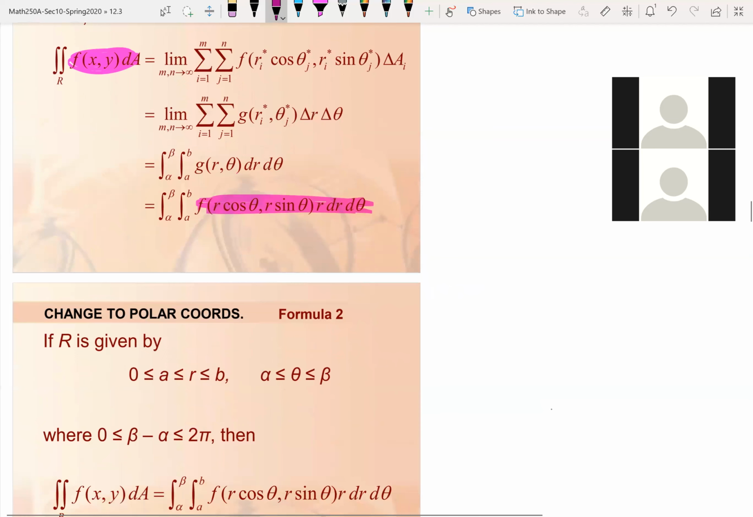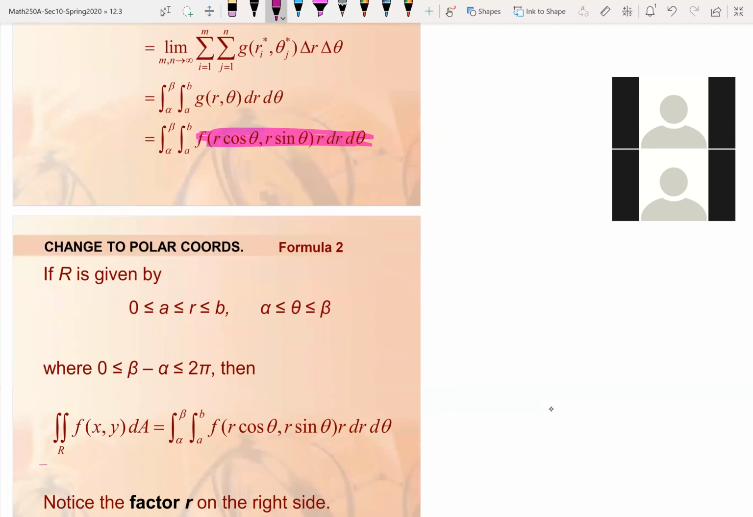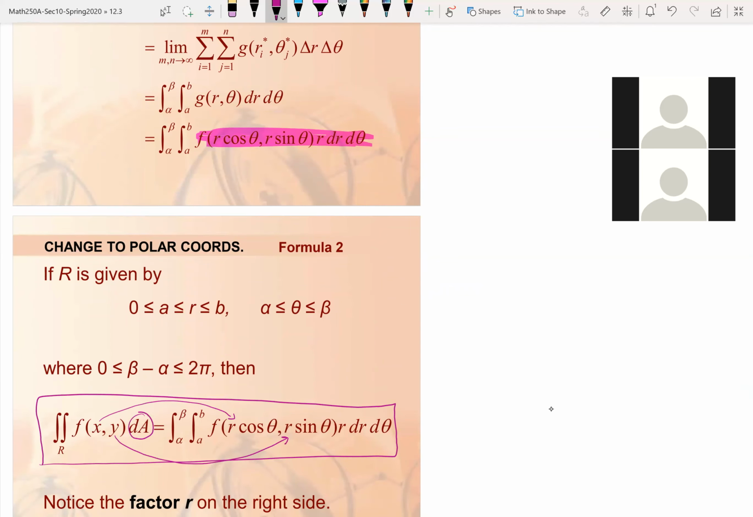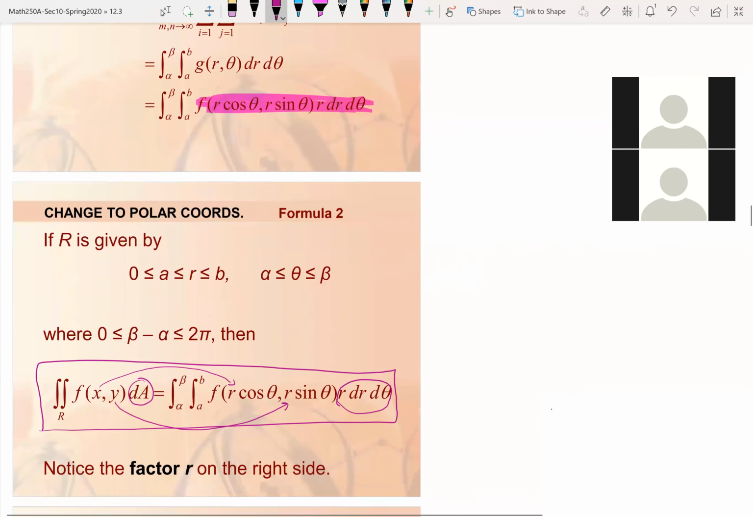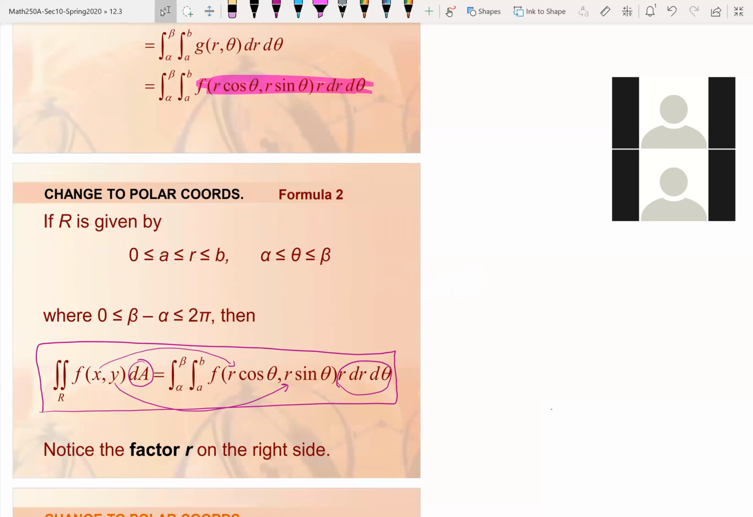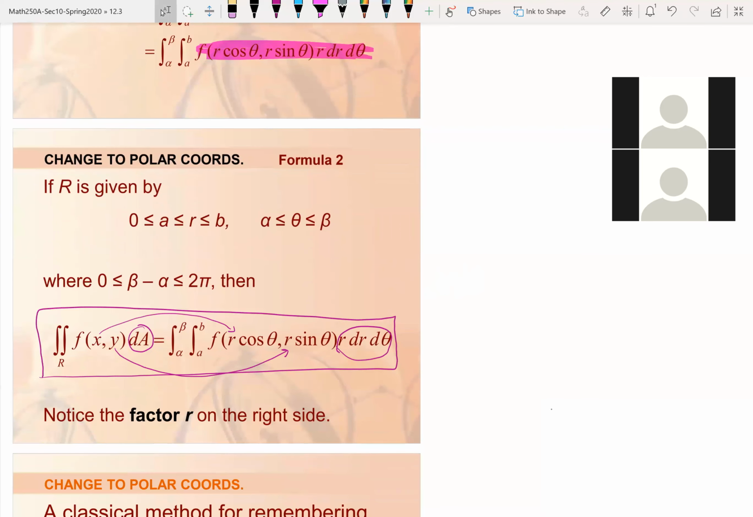So what I need to know from all this is the entire conversion: x to r cosine theta, y to r sine theta, and dA looks like r dr d theta. That's it. So that's really the reason we have that extra factor of r. And then we are interested in doing this for circles because that's easier when we have circles in the polar system. Is there any question?